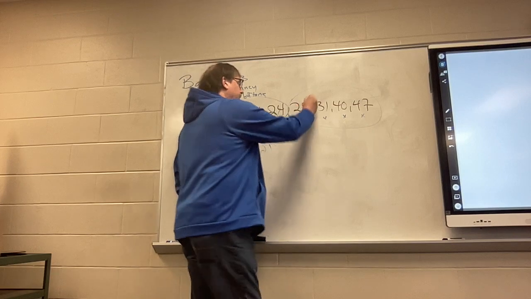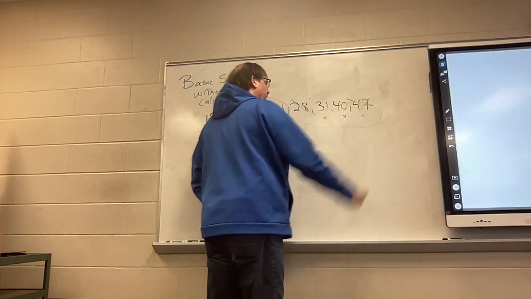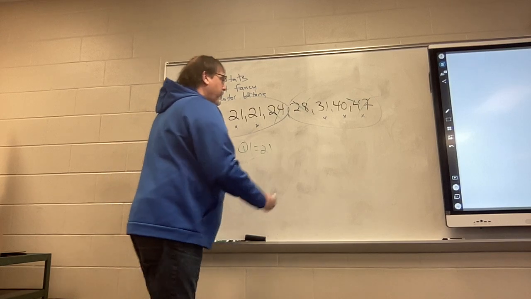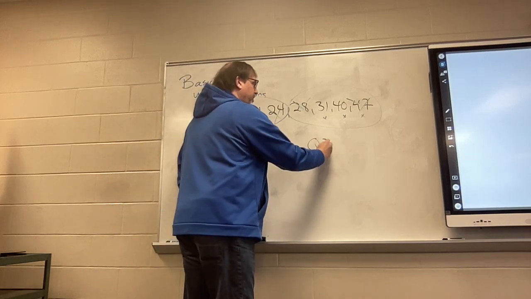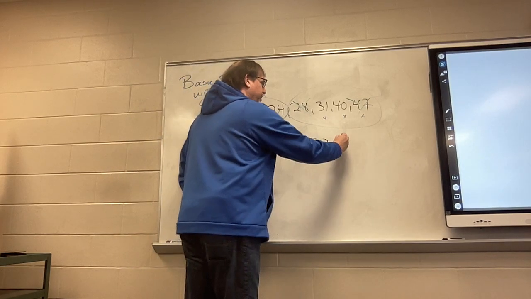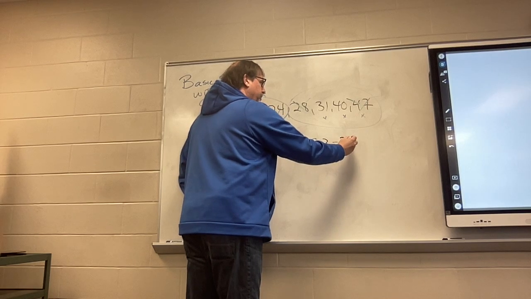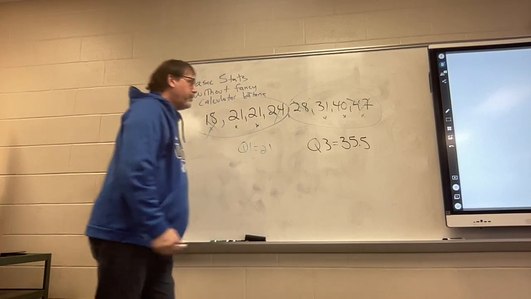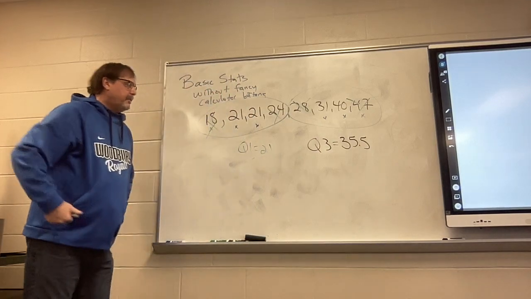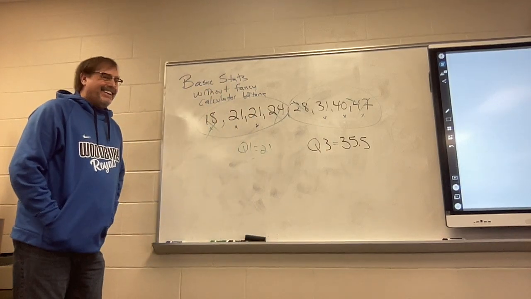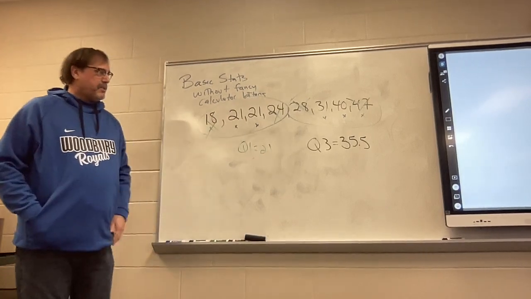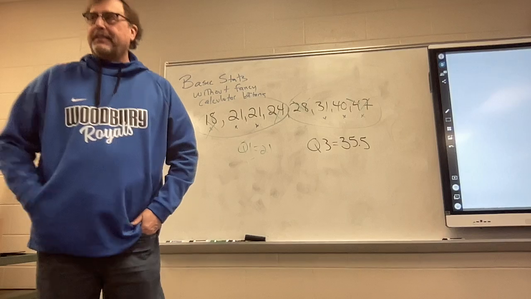And for Q3, cross one out on each end. 31 plus 40 divided by 2. Help me out. 35.5. Is it 36? 31 plus 40 divided by 2. Then the IQR: subtract those two.